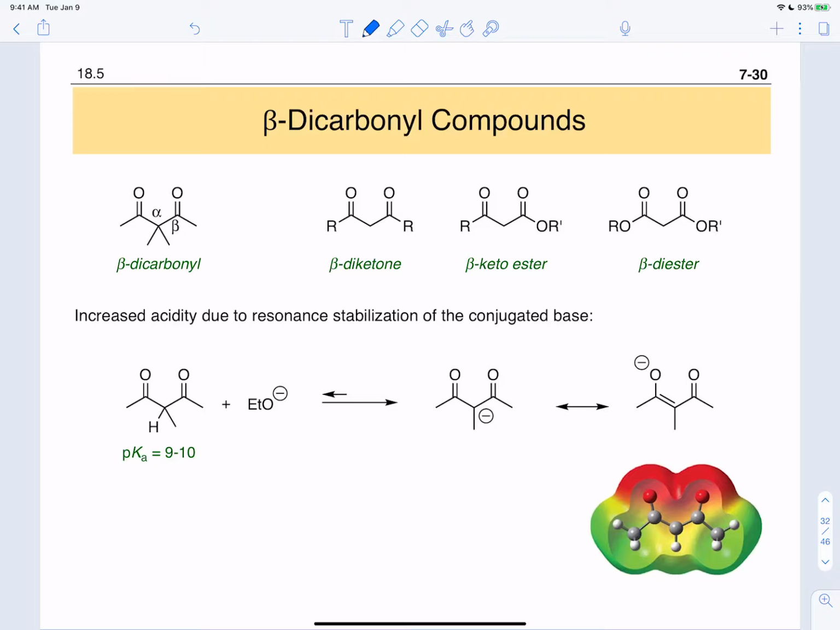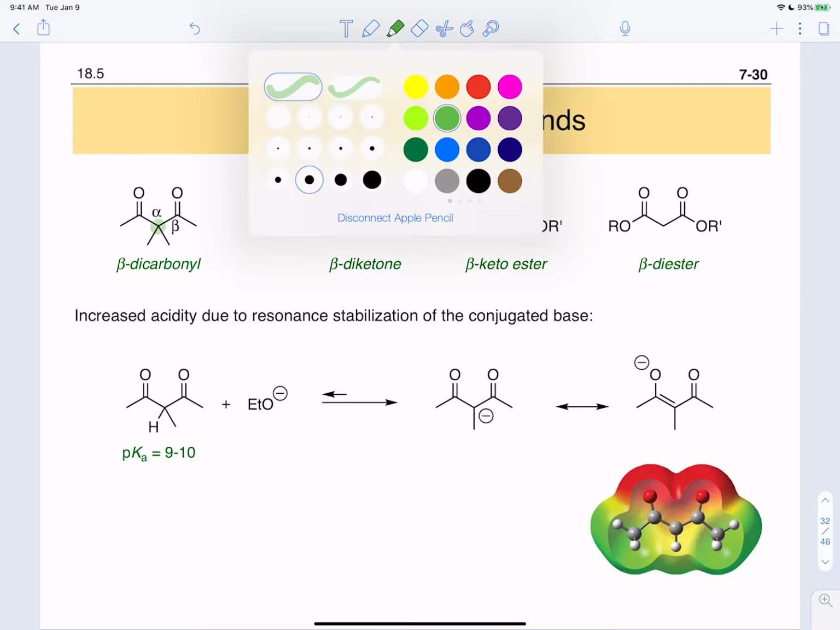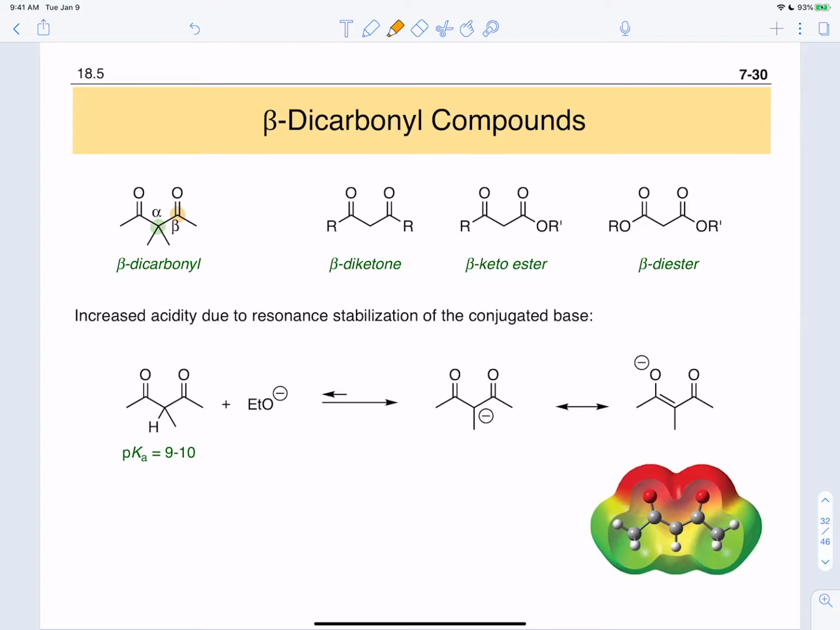So I mentioned we were going to talk a bit more about beta dicarbonyl compounds. And I alluded to some of this on the previous slide already because it has an example that kind of fits in between these two examples. So if we look at what we say beta dicarbonyl, this is because the carbon right next to a carbonyl is the alpha carbon, and so the next carbonyl will be in the beta position.